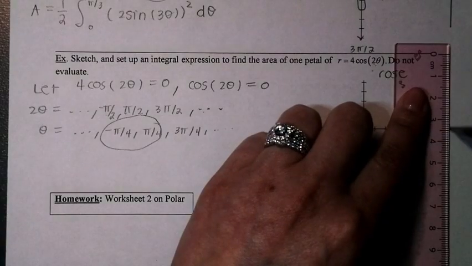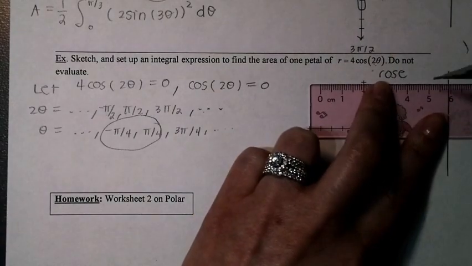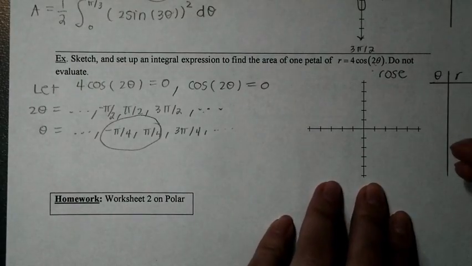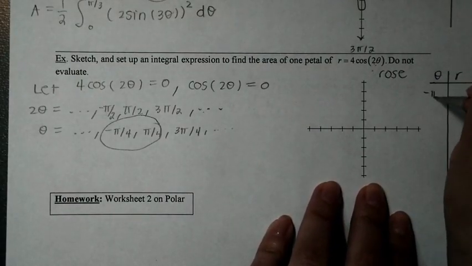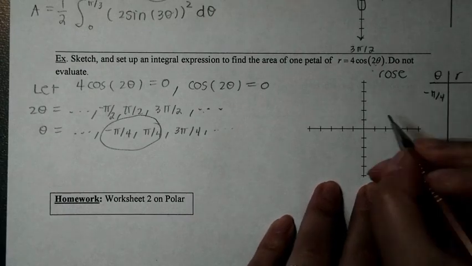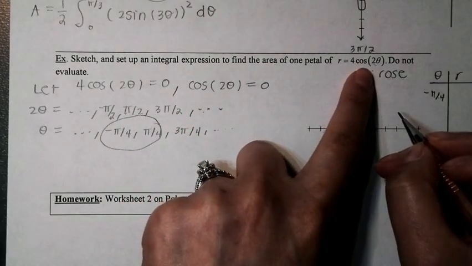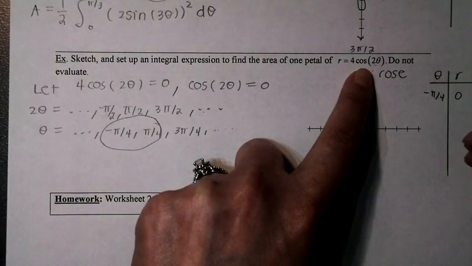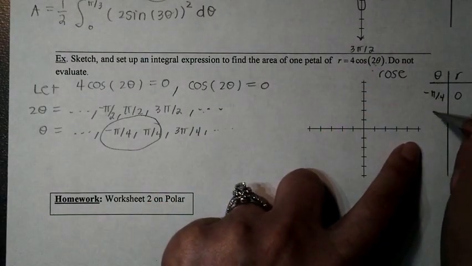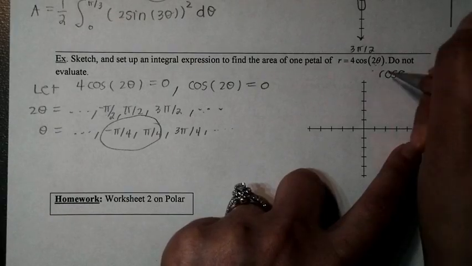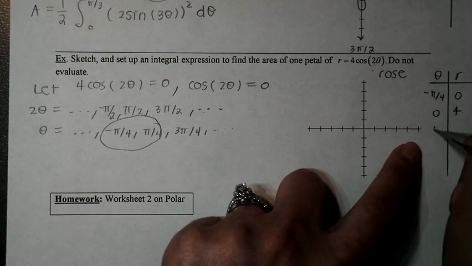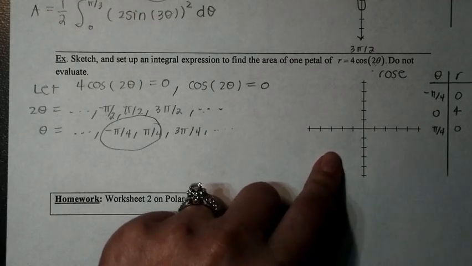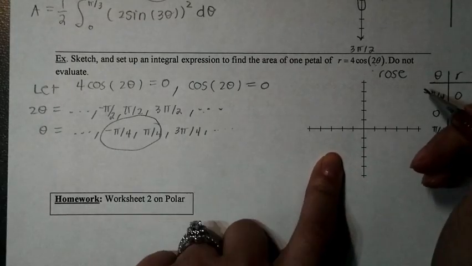So if you have, okay, let's say that we don't know where it starts and all that. So what are you going to do here? You do negative pi over 4, okay. If you plug negative pi over 4 here, that's going to be 0, okay? And then at 0, that's going to be 4, okay? Then at pi over 4 it's going to be 0. So what you have here is something very, very interesting, okay?